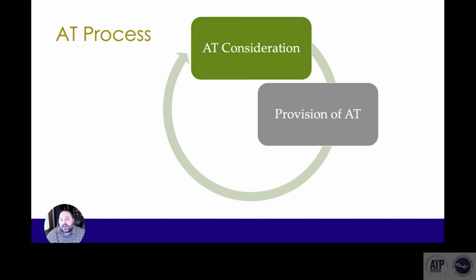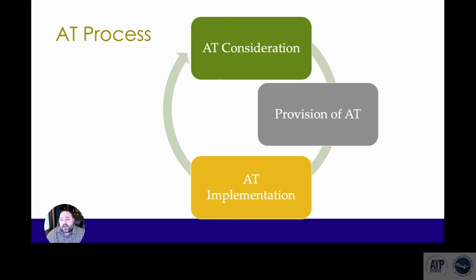Assistive technology is the primary responsibility when it is determined to be necessary by the IEP or IFSP. It is the primary responsibility of the school district to provide. That is the same within Nebraska for Part B or Part C services, so 0 to 3 services or 3 through 21 services.